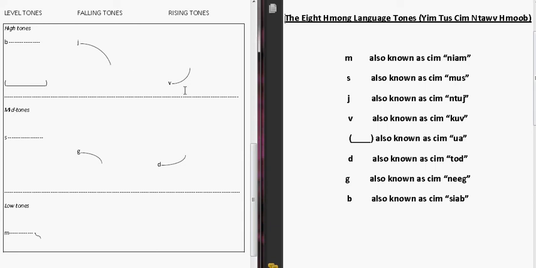Ji gu. Ji or. Ji mu. Ji nang. Ji da. And ji nia. Ji nia, the lowest tone.